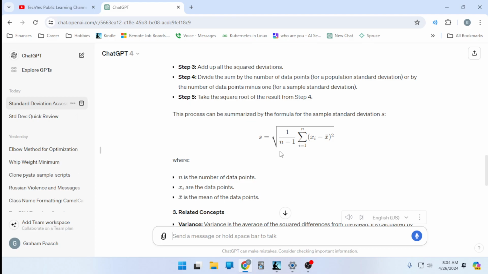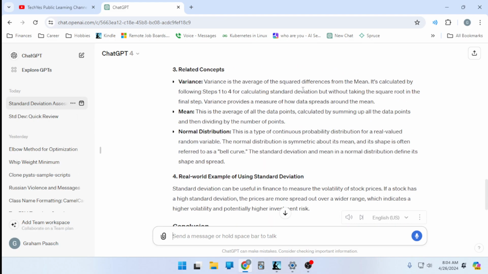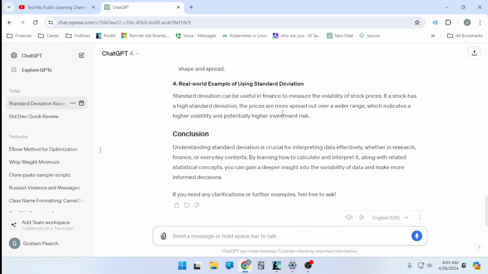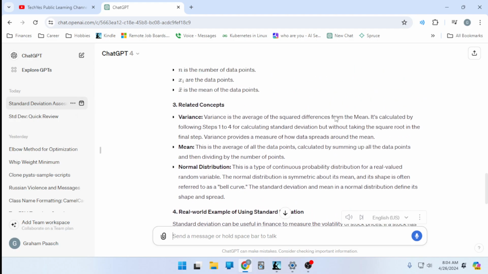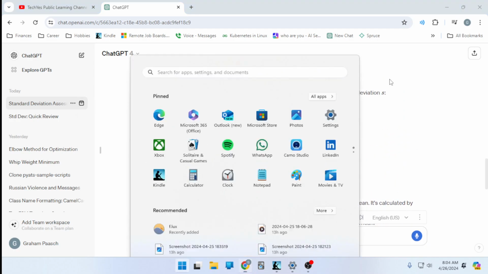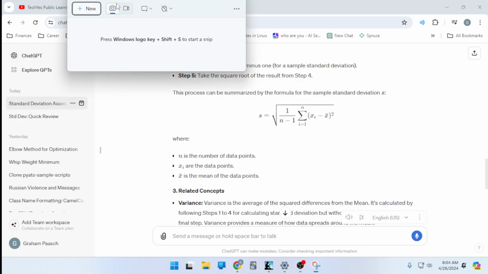3. Related concepts. Variance. Variance is the average of the squared differences from the mean. It's calculated by following steps 1 to 4 for calculating standard deviation, but without taking the square root in the final step. Variance provides a measure of how data spreads around the mean. Mean. This is the average of all the data points, calculated by summing up all the data points and then dividing by the number of points. Normal distribution. This is a type of continuous probability distribution for a real-valued random variable. The normal distribution is symmetric about its mean, and its shape is often referred to as a bell curve. The standard deviation and mean in the normal distribution define its shape and spread.